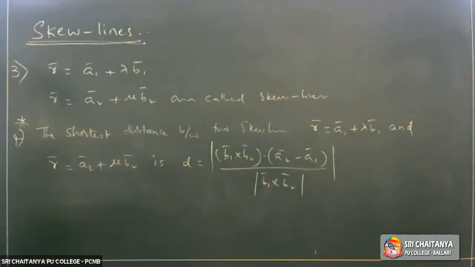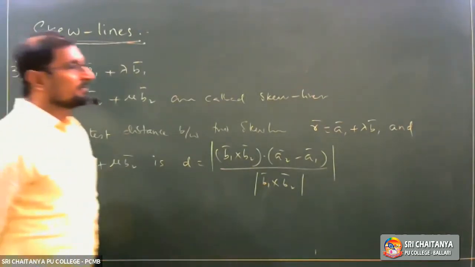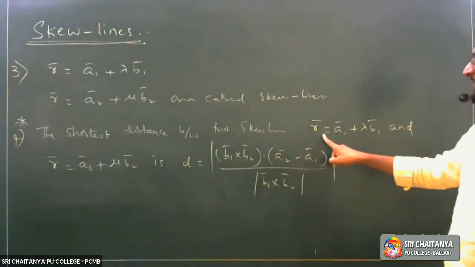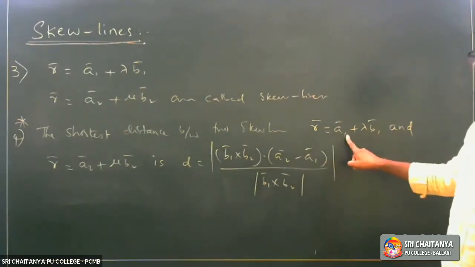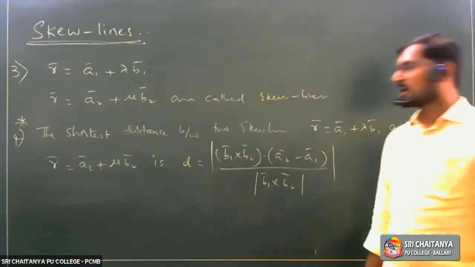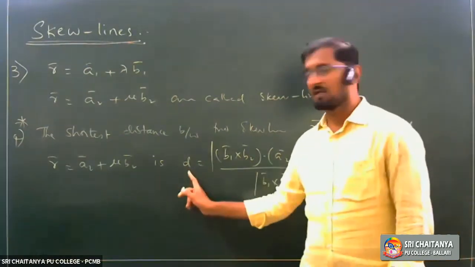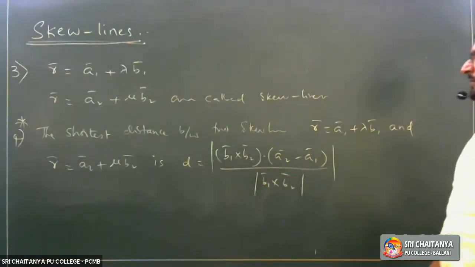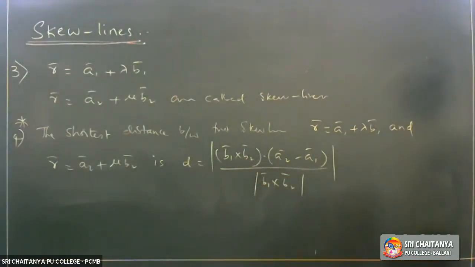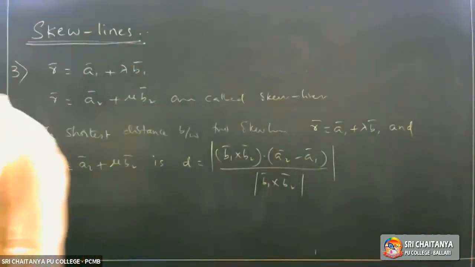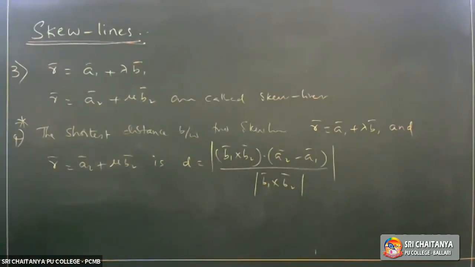I am repeating this once again. Observe the shortest distance between two skew lines, r bar = a1 bar + lambda b1 bar and r bar = a2 bar + mu b2 bar, is d = (b1 cross b2) dot (a2 minus a1) by mod of b1 cross b2.